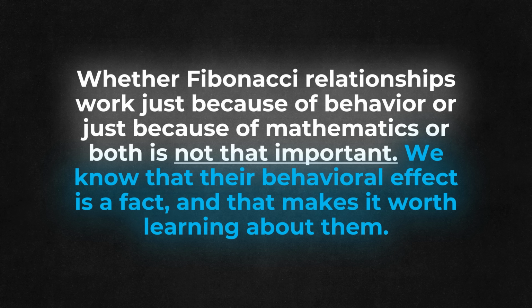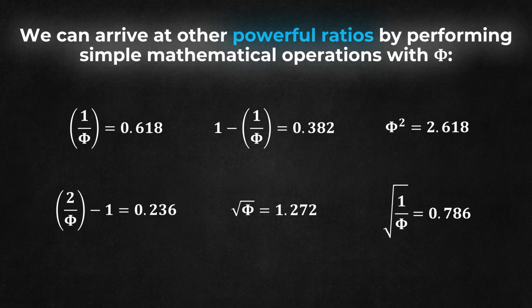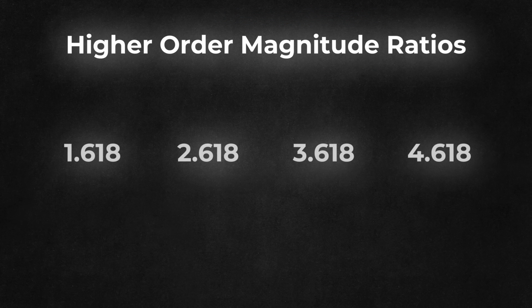The golden ratio is the most important Fib ratio by far, but it's not the only powerful ratio. We can arrive at these other ratios following fundamental mathematical operations with the golden ratio, like you can see here. Once again, the reason why one would do this is not clear, but the fact is that many traders do. In trading, there are also what are called higher order magnitude ratios. Beyond the 1.618 and the 2.618, traders also use the 3.618 and the 4.618.